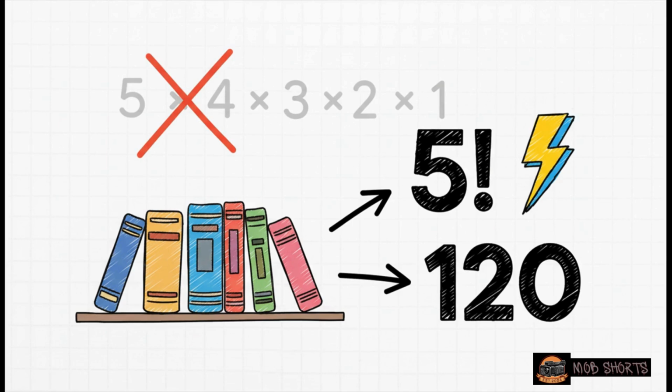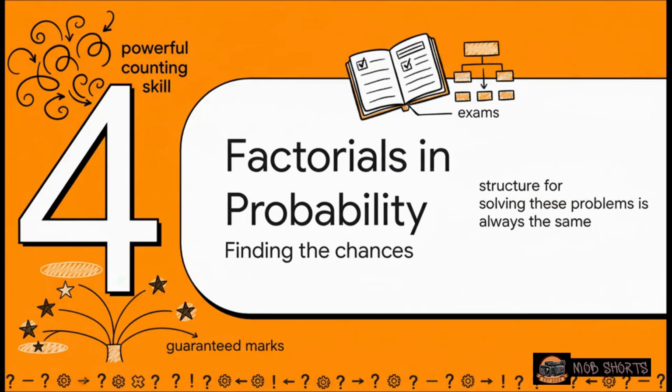Now that we know about factorial notation, we don't need that long multiplication. We just see arrange and 5 different books, and we know the answer is just 5 factorial, which is 120. See how much faster that is? It's a game changer.